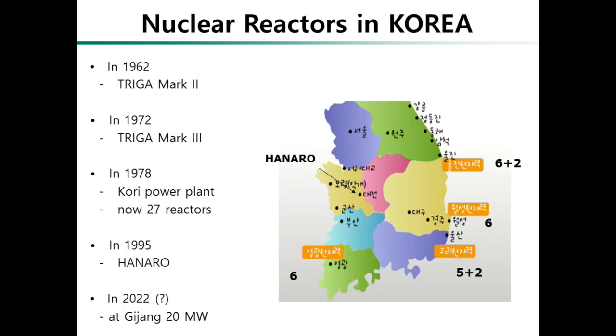In the case of Korea, we have more than 27 reactors. Most of them are used as nuclear power plants. We have only one research reactor. As I mentioned, actually in 2015 we got a new research reactor, but still we cannot do anything with it.